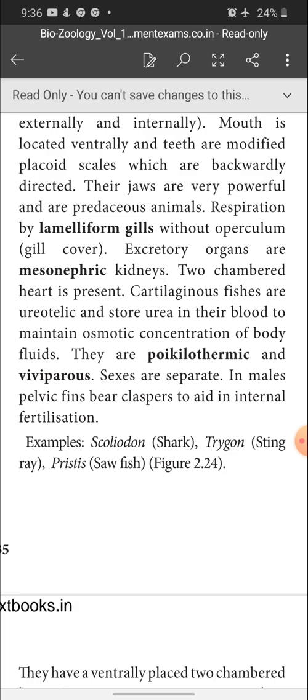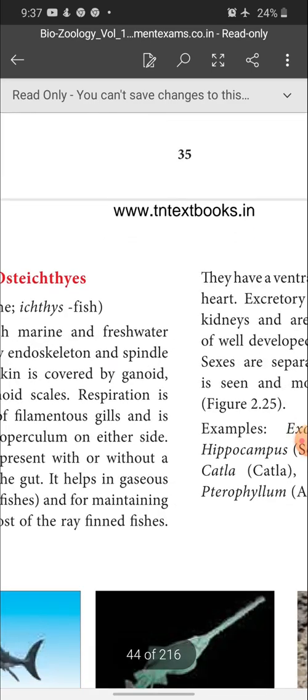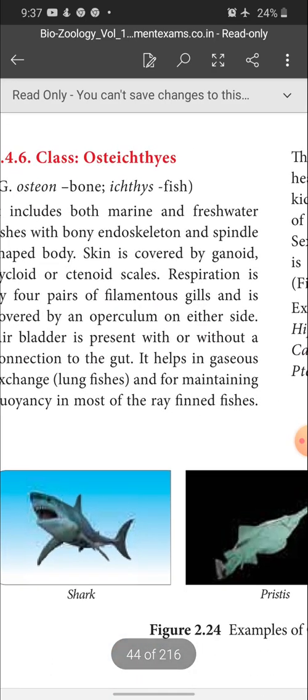In males, pelvic fins bear claspers to aid in internal fertilization. Examples: Scoliodon, that is shark, Trygon, stingray, and Pristis, sawfish. These are the examples for class chondrichthyes. Next we are going to see the class osteichthyes.